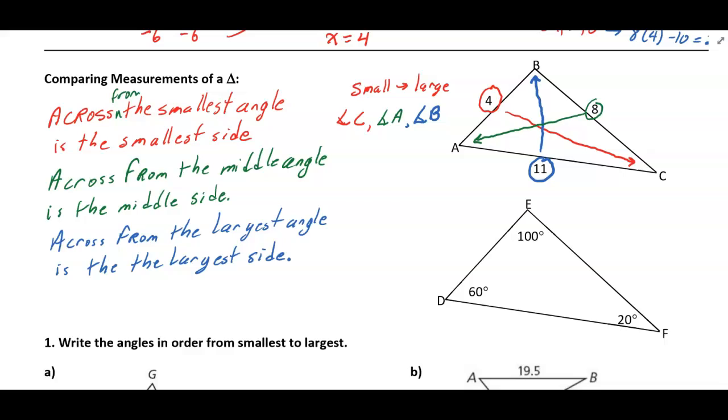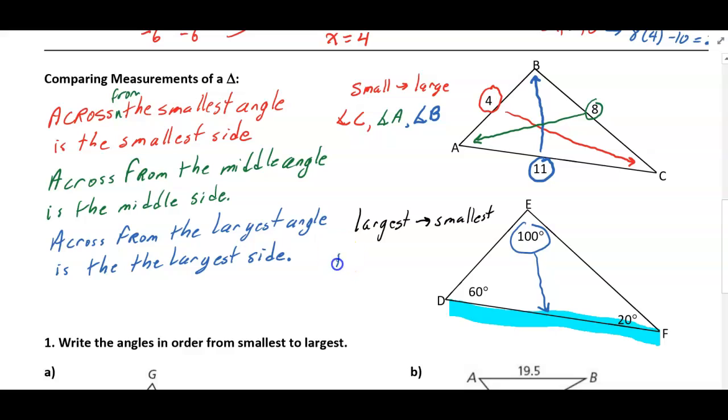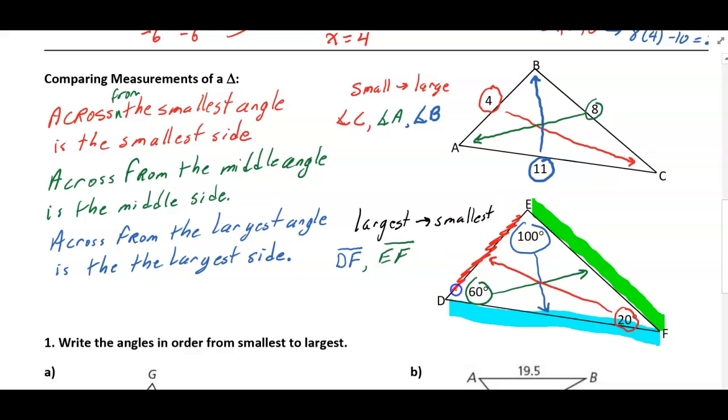Okay, let's reverse that for the problem in the bottom. I want to go from the largest side, let's say, to the smallest. So the largest angle, I'm going to circle it, is 100 degrees. So going across from that, now I'm talking about a side, the side is side DF. So the largest side is segment DF. The middle angle is the 60. So when you go across, the middle angle is EF. And then the smallest angle is the 20. And across from that would be the smallest side, DE.